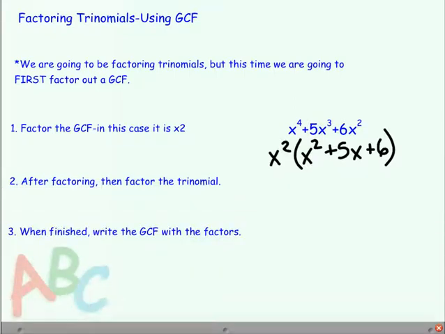And then after factoring, we are going to factor the trinomial. Now this is a simple trinomial, so because our a value in front of that x squared is just 1, we can think about, well, what multiplies to give me 6 and adds to give me 5? Well, that would be 2 and 3. So we can factor this by saying x plus 2 times x plus 3. And now we have fully factored our trinomial.